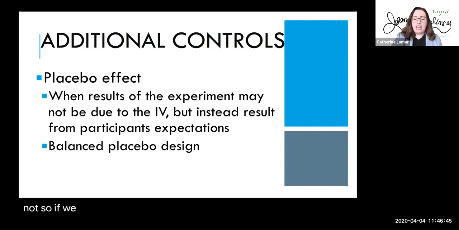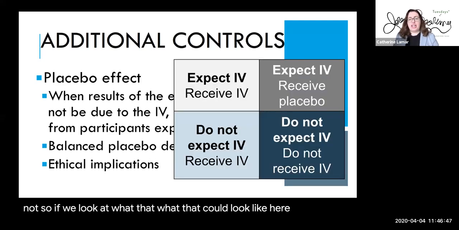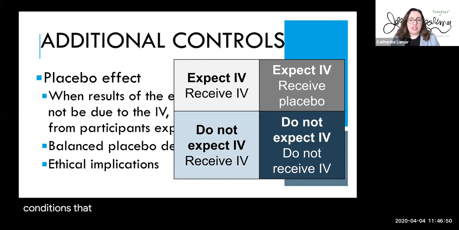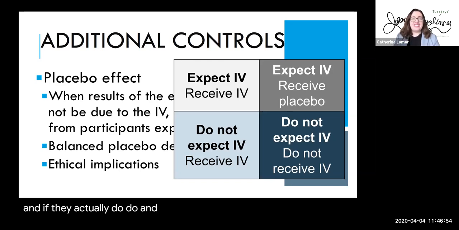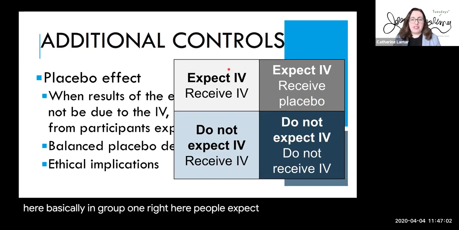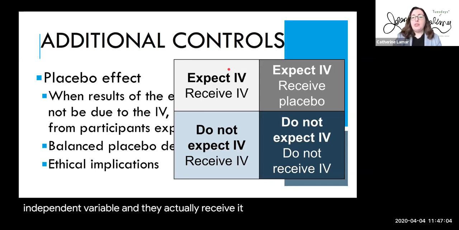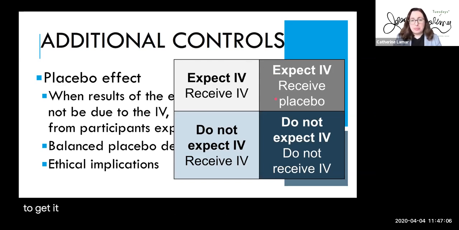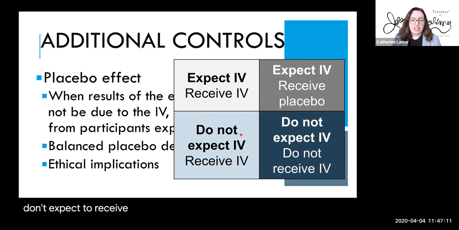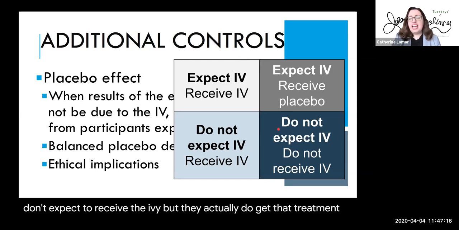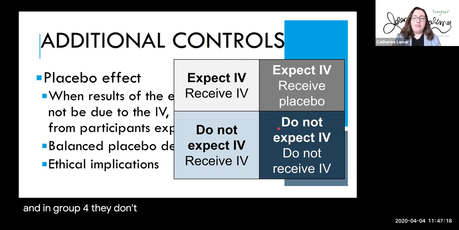So if we look at what that could look like here, we have 4 conditions that vary based on if they expect to get the treatment or IV and if they actually do. And so look at these 4 conditions here. Basically, in group 1, right here, people expect to get the independent variable and they actually receive it. In group 2, they expect to get it, but instead they get a placebo, like a sugar pill. In group 3, they don't expect to receive the IV, but they actually do get that treatment. And in group 4, they don't expect to get the IV and they actually don't.